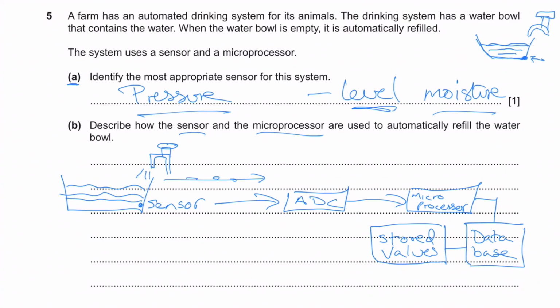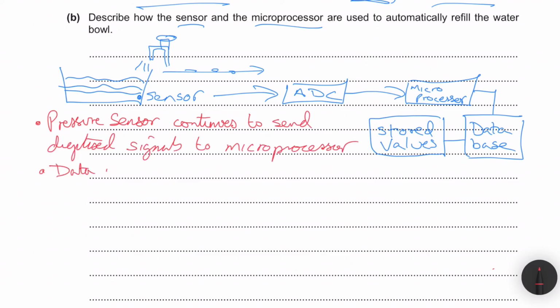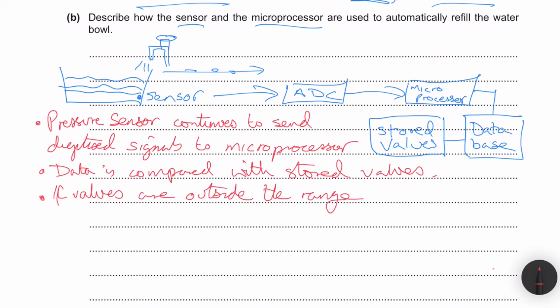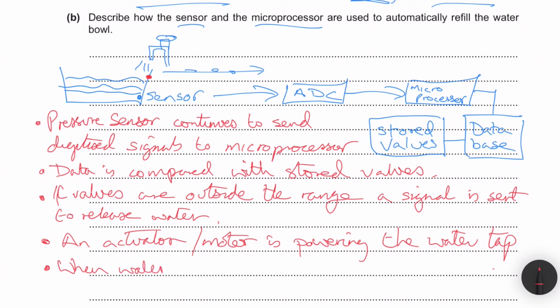So let's put that into bullet points. Pressure sensor continues to send signals to the microprocessor. Data is compared with stored values. If values are outside the range, a signal is sent to release the water. An actuator or motor is connected to the tap, powering the tap. Oh, and just a thought, there might be another sensor here for when it's full, and then that turns off. That sends signals and that gets turned off. When the water tank is full, another signal is sent and the water is turned off.